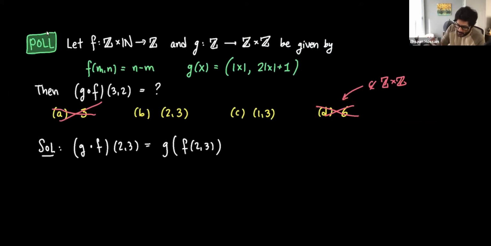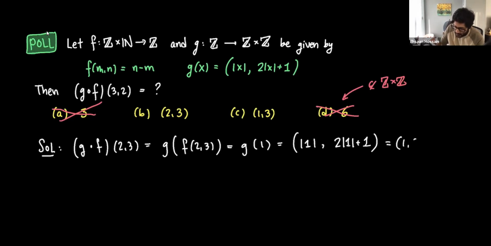Okay, so let's calculate now. F of 2, 3, let's plug into G. Well, F of 2, 3, I just do 2 minus 3. Oh no, I do 3 minus 2. So I have G of 1. And G of 1, I output like this: the absolute value of 1, comma, 2 times the absolute value of 1 plus 1. So that's just going to be 1, 3. And that's option C. That's all there is to it.